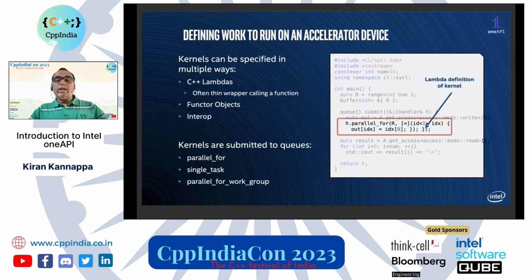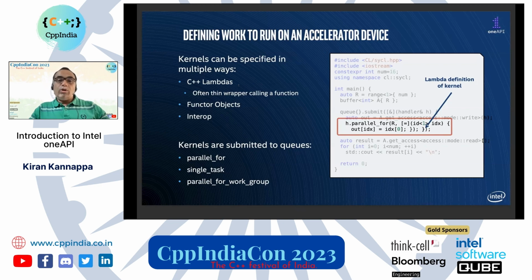Now let us look at the details of this. So this is the lambda definition of the kernel. There are multiple ways in which you can define your kernel. The examples in my slide are all lambda functions. You can also do it using functor objects. You can also do it using interops. Now kernels are submitted to the queue using either parallel for, single task, or parallel for work groups.